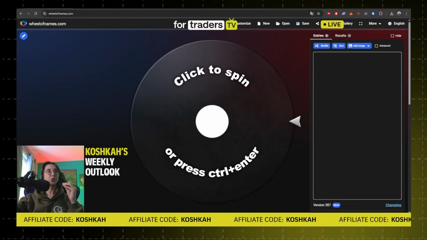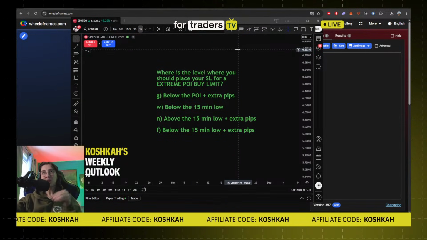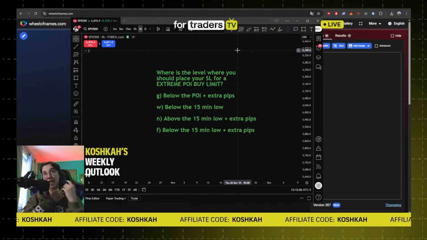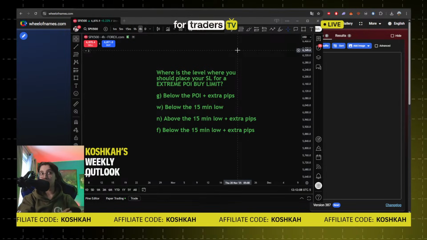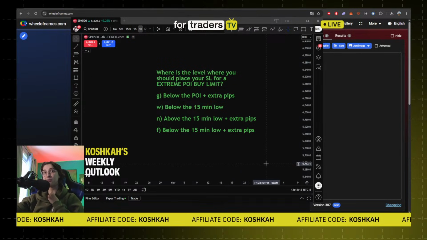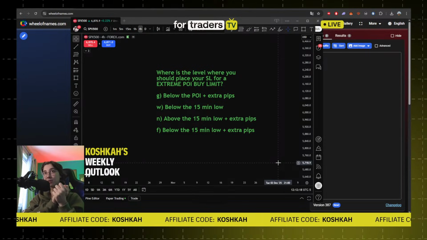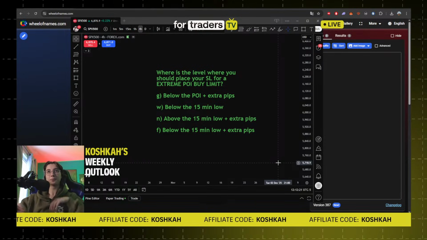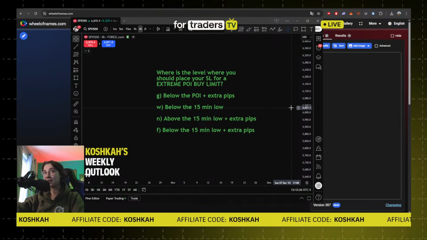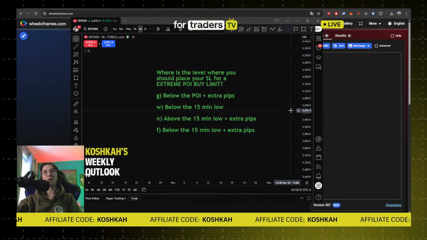So 1, 2, 3, go. Where's the level where you should place your stop loss for extreme POI for a buy limit? Is it below the POI with extra pips? Is it below the 15-minute low? Is it below the 15-minute low plus a few extra pips? Or is it below the 15-minute low and with extra pips? So above the 15-minute low or below the 15-minute low? So what is the right answer? Below the POI, below the 15-minute low without extra pips, above the 15-minute low, and below the 15-minute low with extra pips.